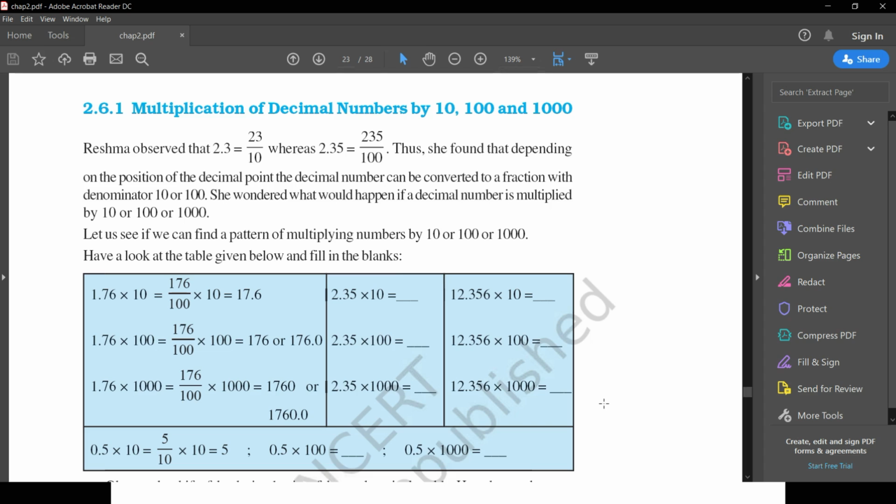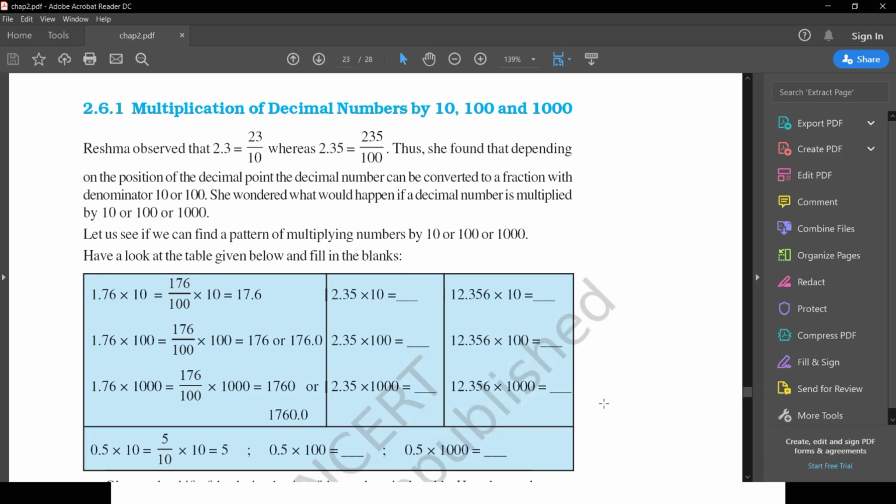Again you can see another example. If we multiply 12.356 into 10, that will be 123.56. 12.356 multiplied by 100, you obtain 1235.6. And when we multiply 12.356 into 1000, we obtain 12356. So very easily you can multiply.